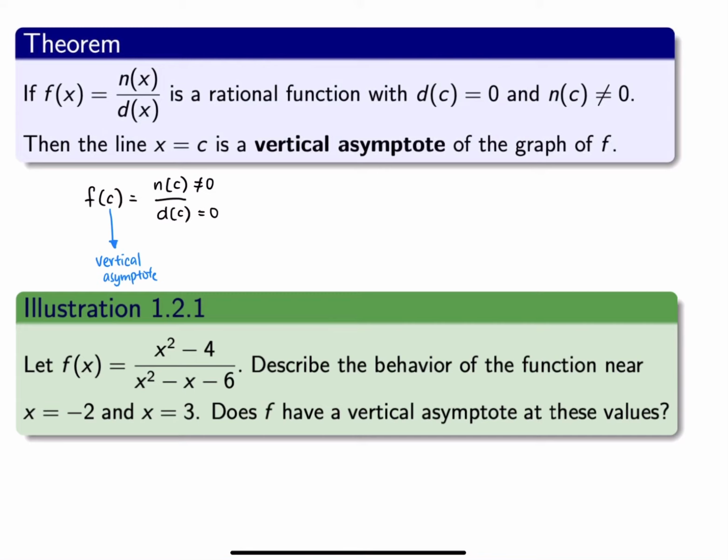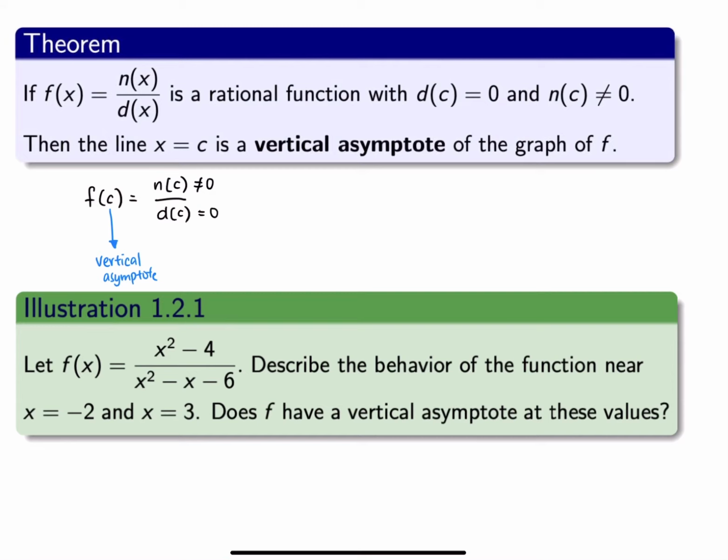So in other words, if we have a value x equals c that makes the function f of x have a denominator that is equal to 0 and the numerator non-zero, then x equals c is considered a vertical asymptote of f. Take note that only the denominator here has to be 0, because if the numerator is 0, then we have an indeterminate form, and in this case we only want the denominator to be 0.